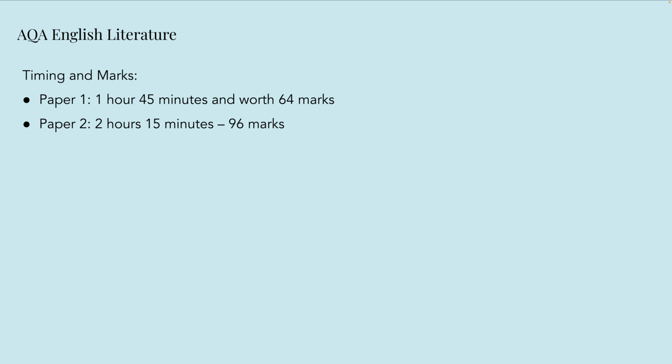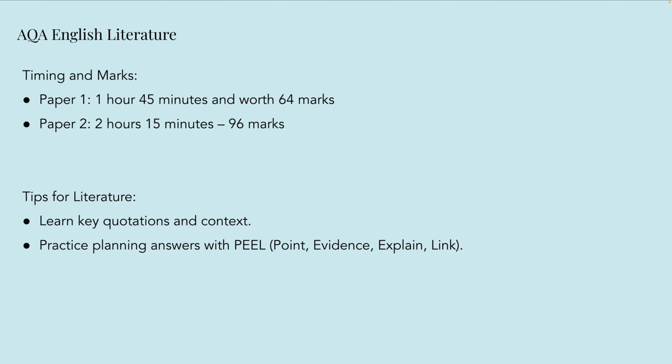Timings and marks are important to understand as well. Paper 1 is an hour and 45 minutes and worth 64 marks. And paper 2 is 2 hours and 15 minutes and worth 96 marks. For literature specifically, it's important to learn quotes and context for each of the texts. Poetry is a little different because there are a lot of poems, but just a couple of quotes from each poem, a little bit of context, and then roughly 5 to 10 quotes per text that they're studying.